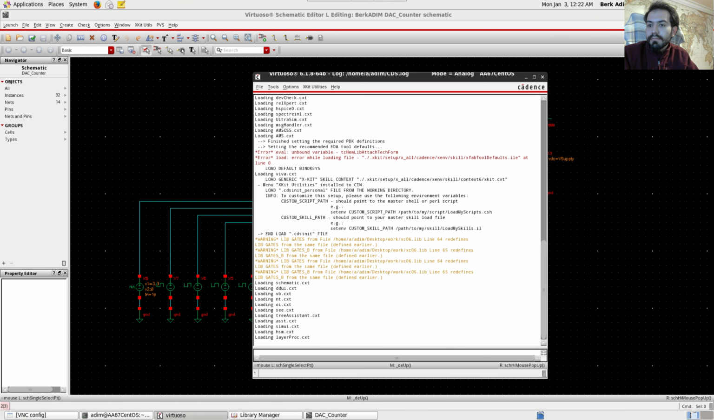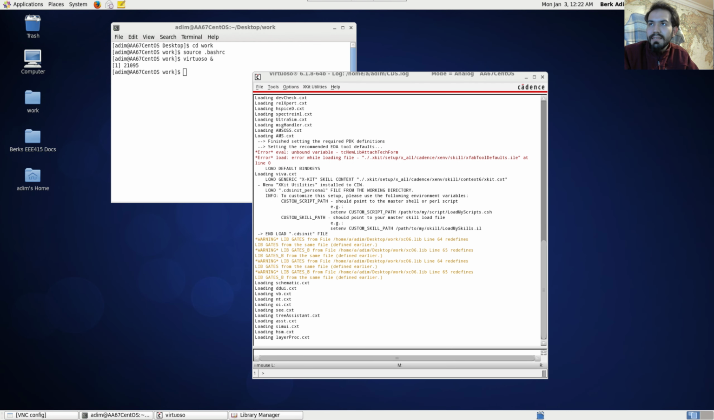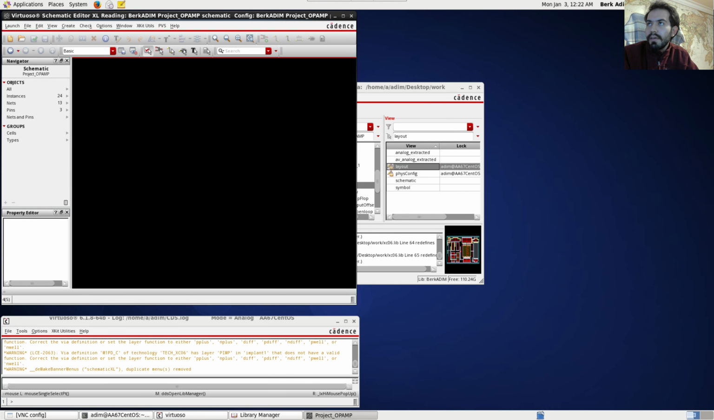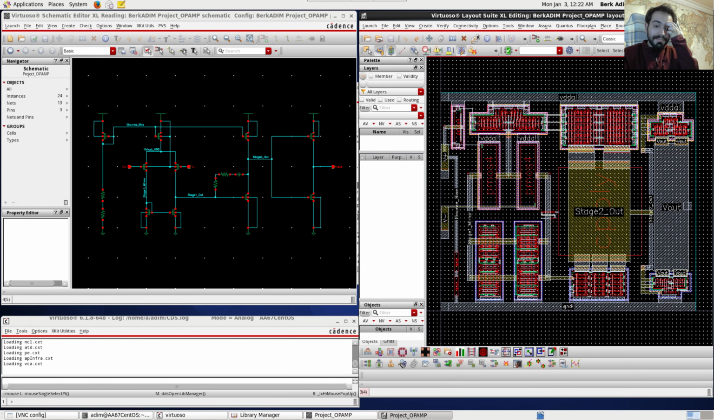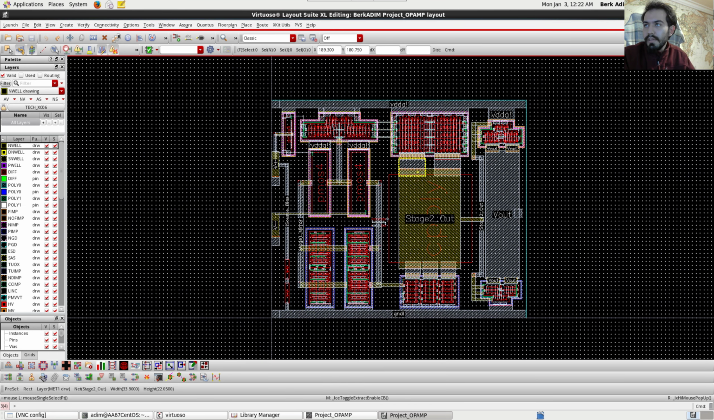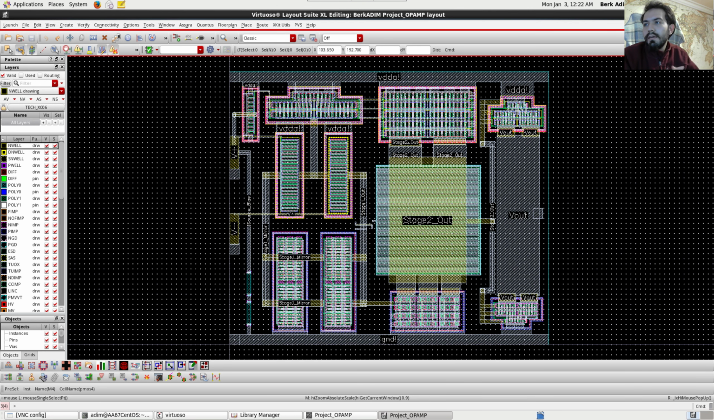Finally, let me show you that we have designed the layout for both our op-amp. Here you can see our op-amp layout. Just a moment there. For both the op-amp, let me show you the lower view. This is the op-amp layout design. As you can see, I put quite some time into this to make it work nicely.